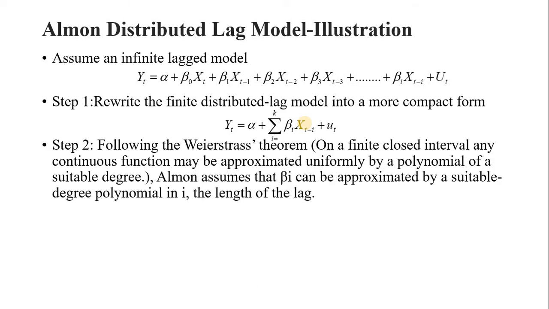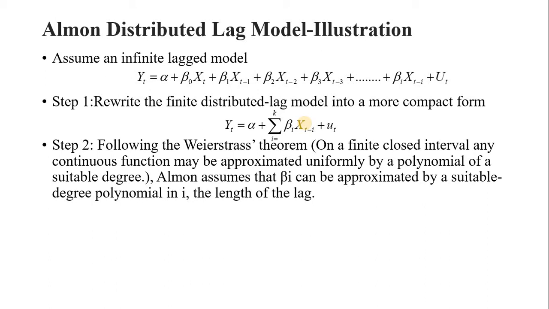Now step 2. Almon's polynomial model is based on the Weierstrass theorem, one of the most important theorems in mathematics. This theorem says that on a finite closed interval, any continuous function can be approximated uniformly by a polynomial of a suitable degree.